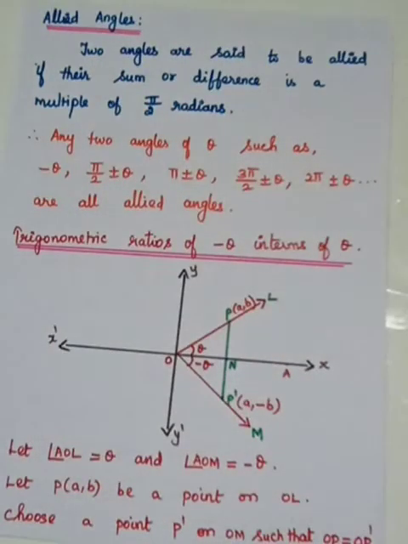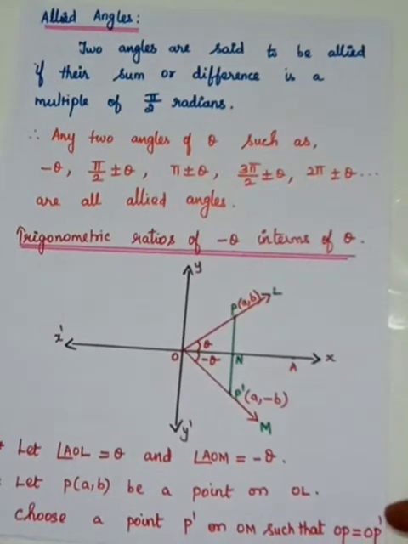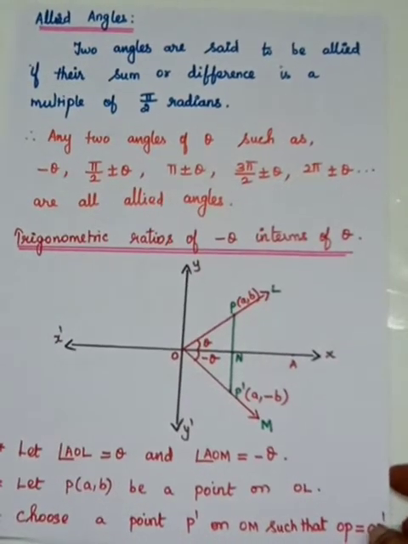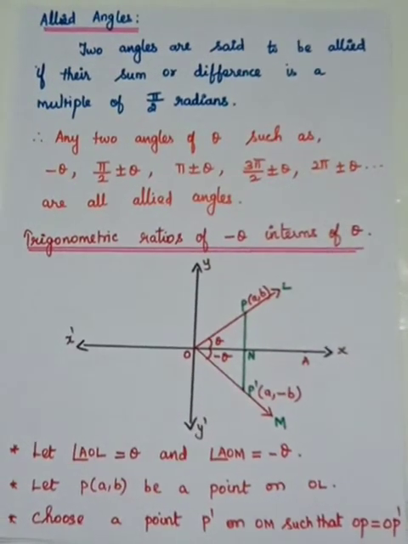Okay. So the next topic is an important topic. It's allied angles. What is it? If two angles are said to be allied angles, it means their sum or difference is a multiple of pi by 2, that is 90 degrees. That is, the sum or difference should be 90 degrees. Then the two angles are said to be allied angles.